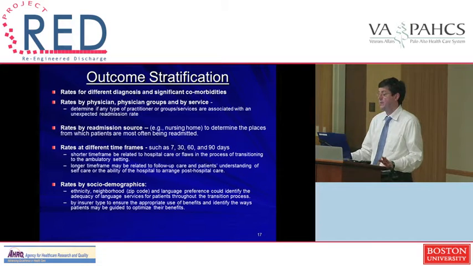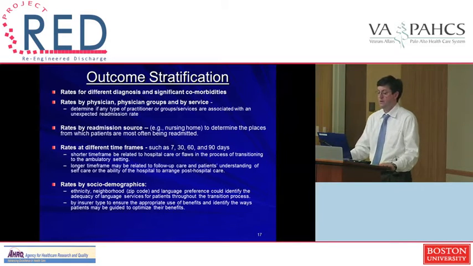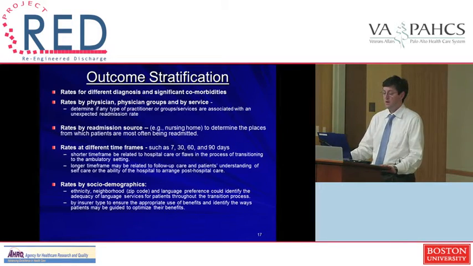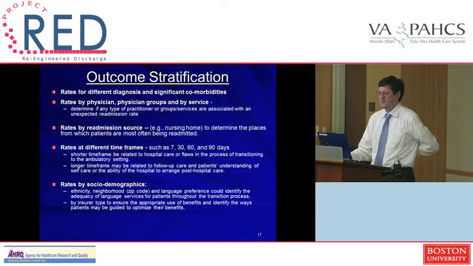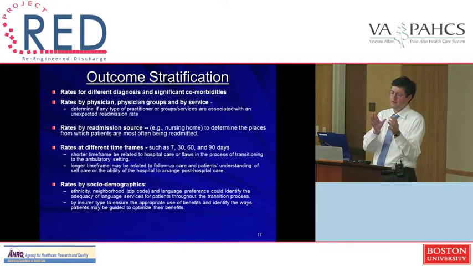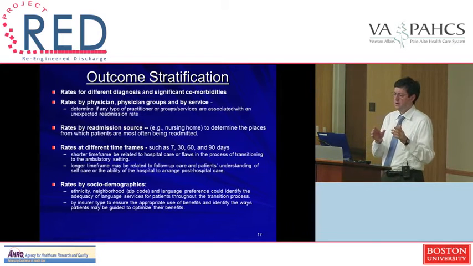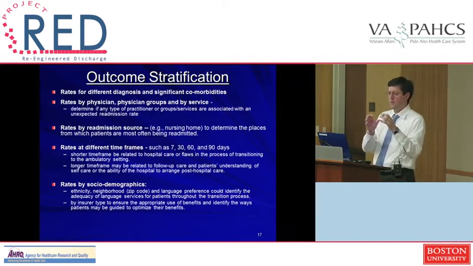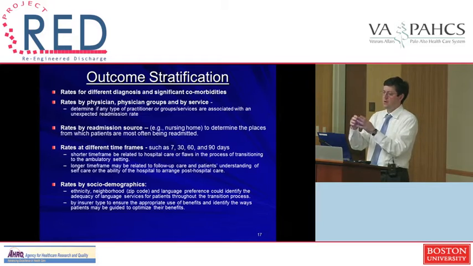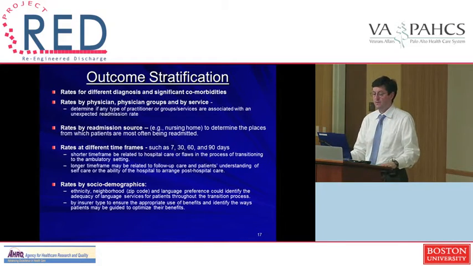Also might be important to stratify outcomes by the admission source or the readmission source. Did they come from nursing homes or did they come from home, or to determine if there are places where patients are most often being readmitted from. And also in different time frames, such as 7, 30, 60, and 90 days. And there's a concept now that there's the early 30-day readmissions and the late 30-day readmissions. And the etiology of those might be slightly different, and the first is really more of an indicator on the quality of the hospital discharge. The second is, did they get into ongoing care and the quality of the ongoing care after that.